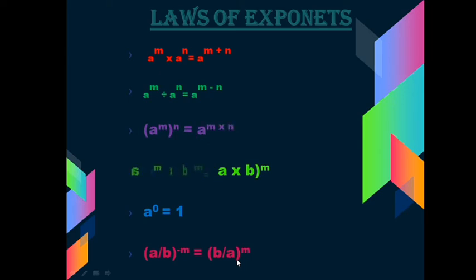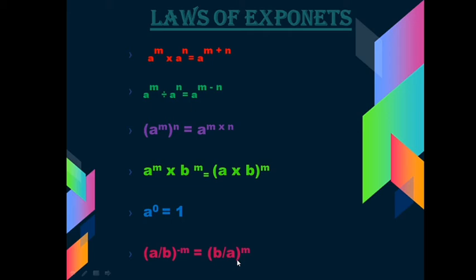a raised to the power m into b raised to the power m equals to (a into b) whole raised to the power m. a raised to the power 0 equals to 1. Then the next is (a divided by b) whole raised to the power minus m equals to (b divided by a) whole raised to the power m.